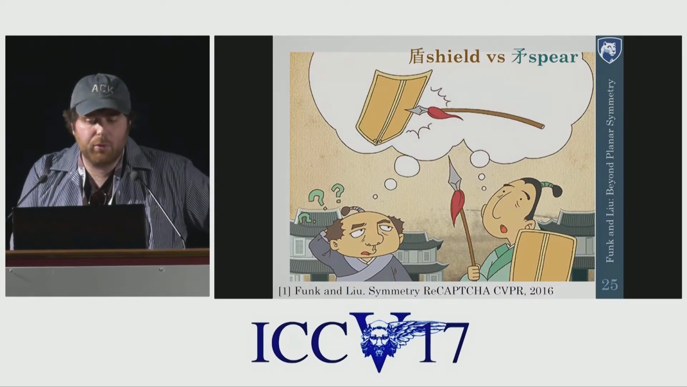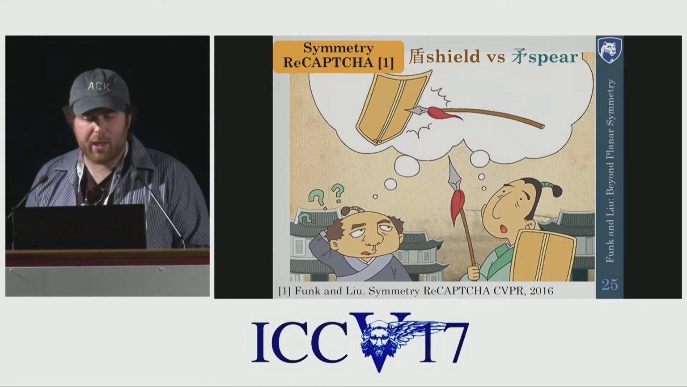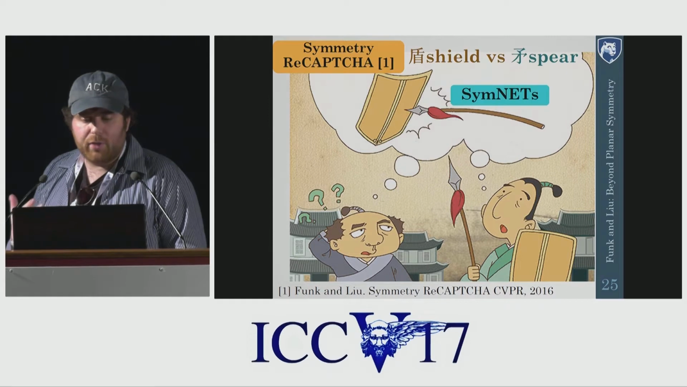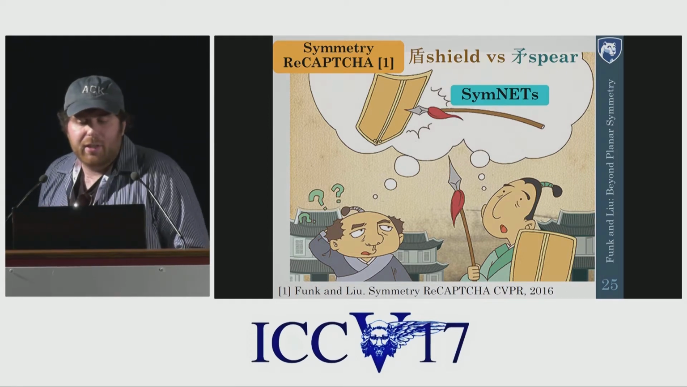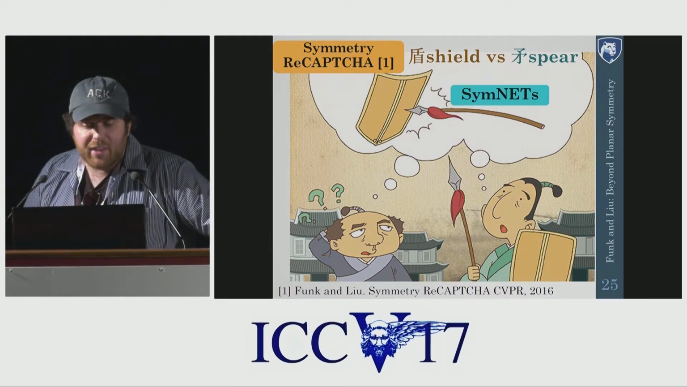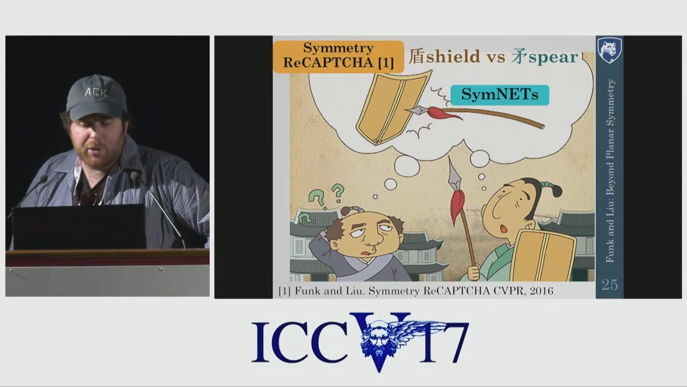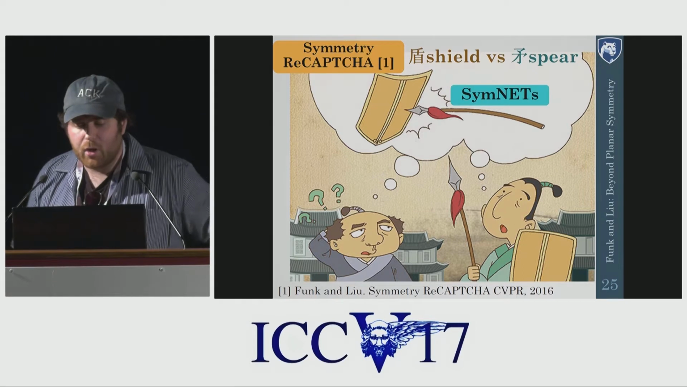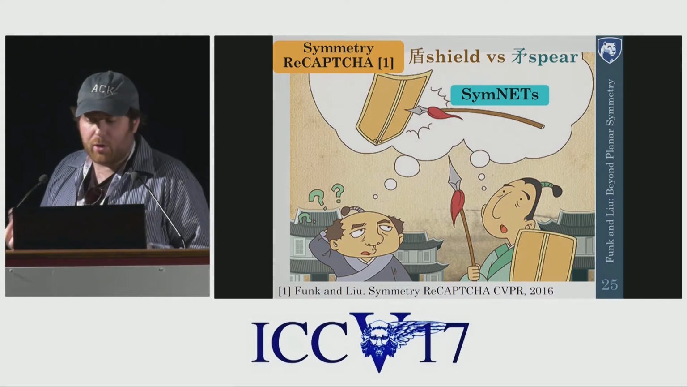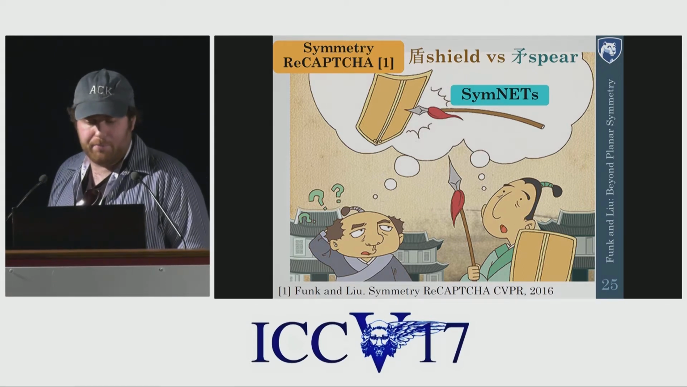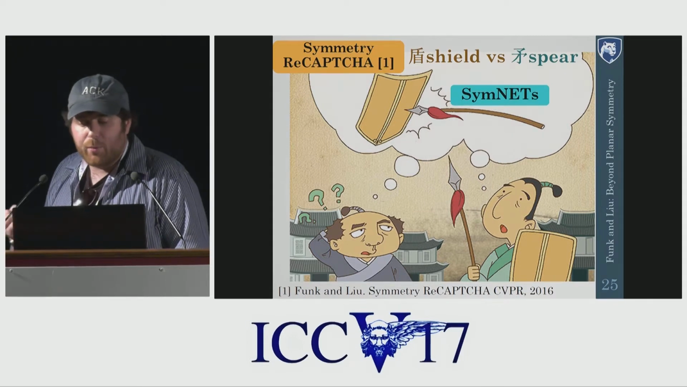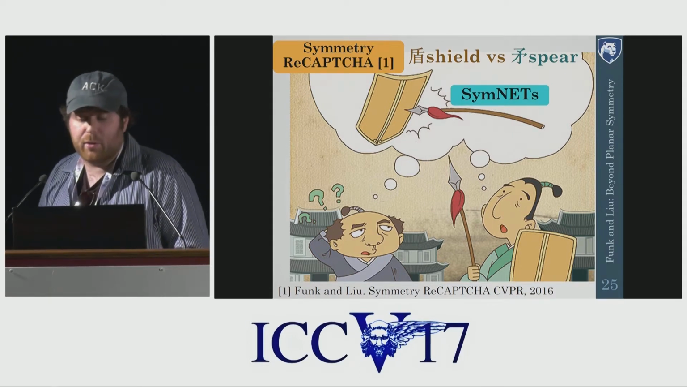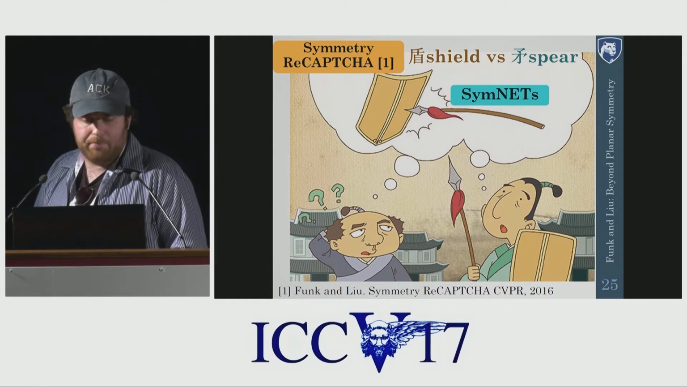We have developed two types of tools. Symmetry captures are like a shield that protects us from bots, while Sym-NETs function like a spear to mimic human symmetry perception. As an ancient Chinese proverb goes, a merchant claims to have the best shield and the best spear. A person asks, what if you use your own spear to attack your own shield? Indeed, we are in a similar situation, and this is a question for us to answer as well.